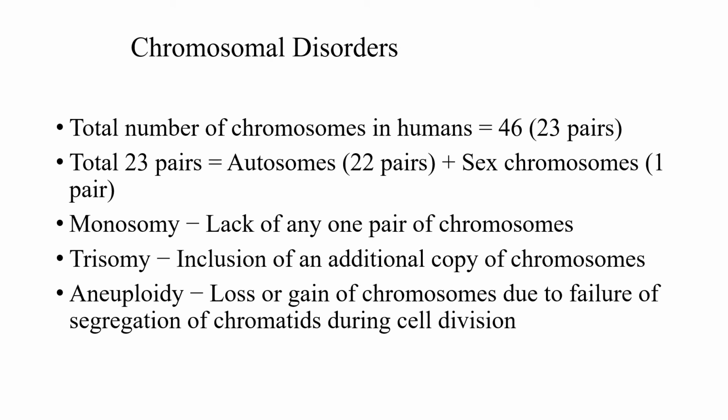Chromosomal disorders. Already you know 46 chromosomes are found in humans. Out of that, 22 pairs are autosomes and 1 pair is sex chromosomes. So totally 23 pairs. Now monosomy. The term itself shows mono refers to one, lack of one chromosome of a pair. Trisomy, 3, so addition of one chromosome, inclusion of an additional copy of a chromosome. Then aneuploidy, there is loss or gain of chromosome due to failure of segregation of chromatids during cell division.